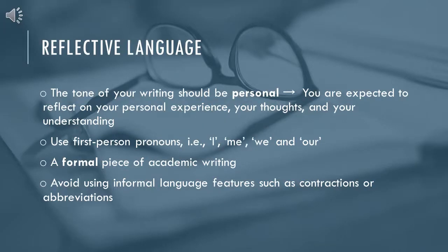Finally, let's take a look at the reflective language. What's the tone and style like in a reflective essay? Since you are expected to reflect on your personal experience, your own thoughts, and your understanding, the tone of your writing should be personal. The use of first-person pronouns, i.e., I, me, we, and our, is expected.